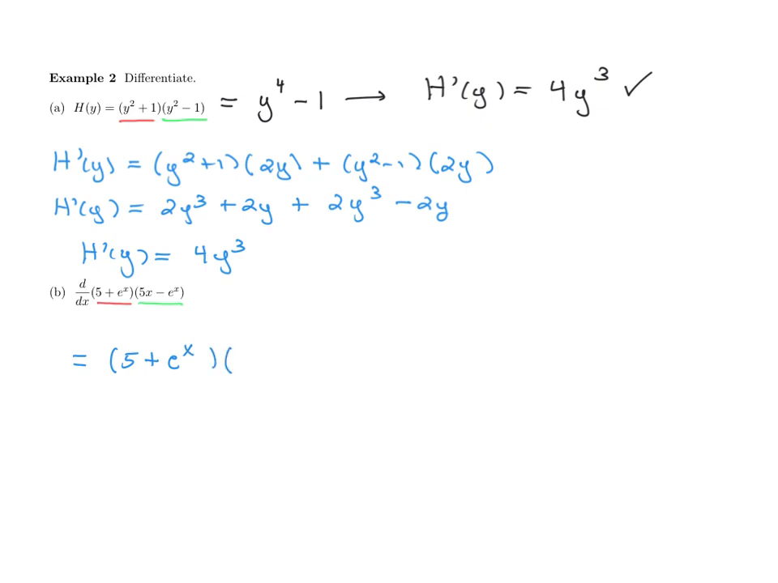times the derivative of the second, which is 5 minus e to the x, plus the second, and then multiply that by the derivative of the first, which is e to the x. You can multiply this out and you can multiply this out and combine like terms, but I'll actually stop here for this question just because we did take the derivative.